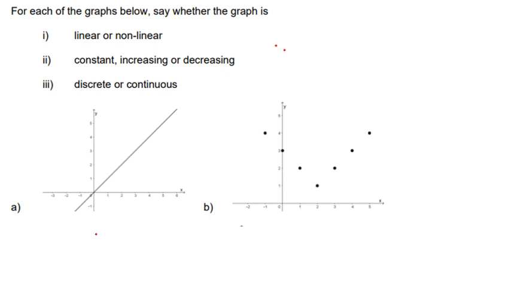Okay, we have number A. For number A, is our graph linear or non-linear? Obviously it should be linear. Why? Because our graph is a straight graph. It doesn't change direction, it goes in one direction. Is it constant, increasing or decreasing? This graph is increasing. Why? As you are moving from left to the right, it keeps on going higher and higher, which means it's increasing.